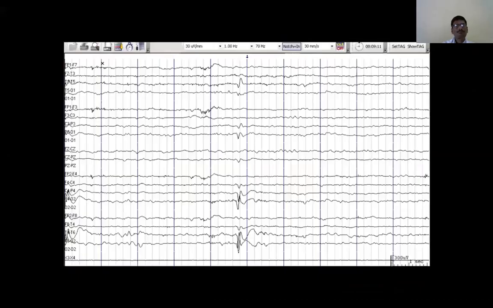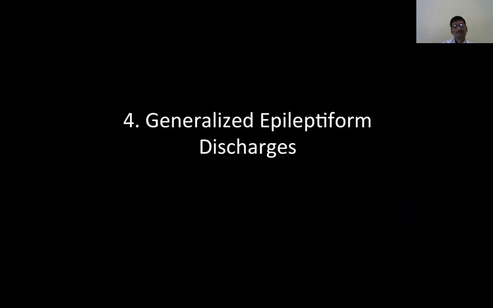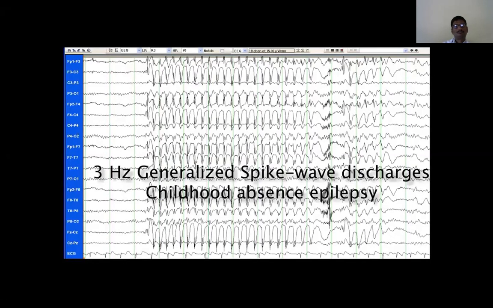Here is a slightly different focal epileptiform discharge. Whereas the other discharge was maximal in the temporal region, this discharge is maximal in the posterior aspect of the head, on the right side, and I have shown its maximal field in this diagram. Generalized epileptiform discharges are seen in patients with generalized epilepsy syndromes. Here is an example of a run of generalized epileptiform discharges. You can see that these discharges involve basically the whole head all at once. There is a long run of these discharges lasting almost the entire length of this page. These are actually the typical 3 Hz generalized spike and wave discharges seen in childhood absence epilepsy.